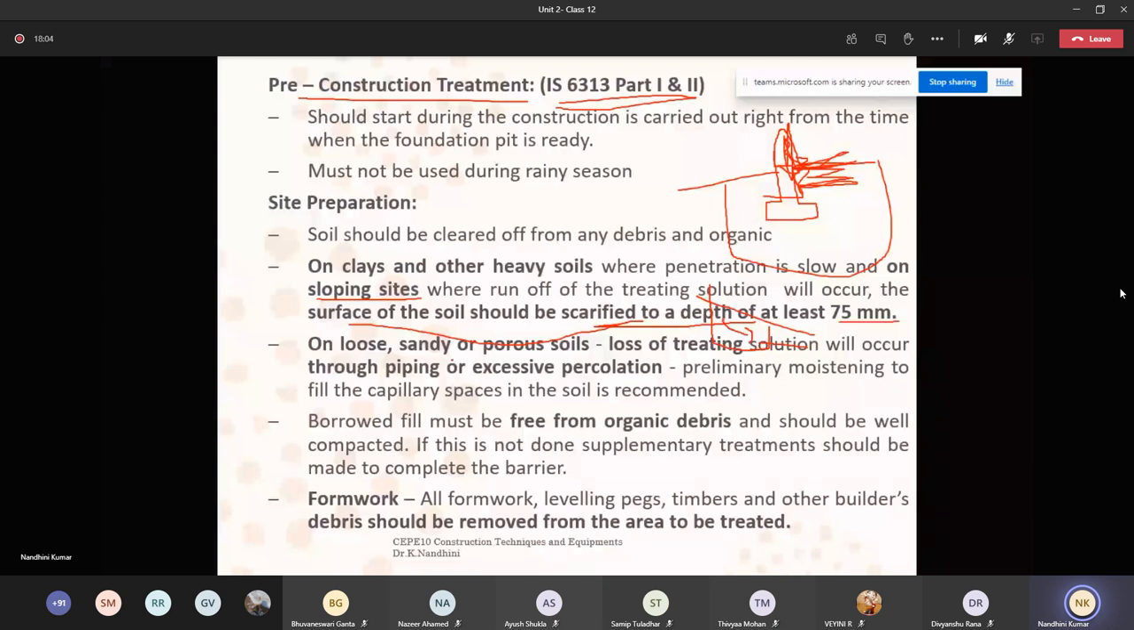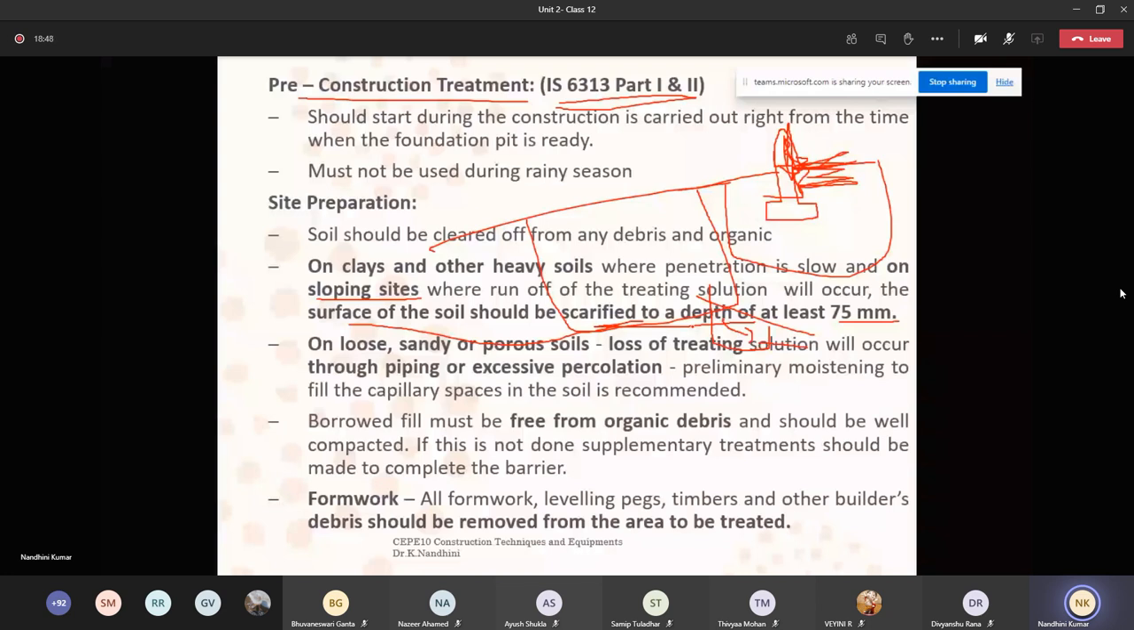On loose, sandy or porous soil, the loss of treating solution will occur through piping or excessive percolation. Preliminary moistening of the capillary spaces in the soil is recommended. Borrowed soil, once you have started digging the soil, you have to make sure that it is free from organic debris, and it should be well compacted. The initial thing is you dig the soil, and you will again compact it, because the already existing soil will be very loose. Now we are going to compact it. Once it is compacted, only then can you place your structure there.